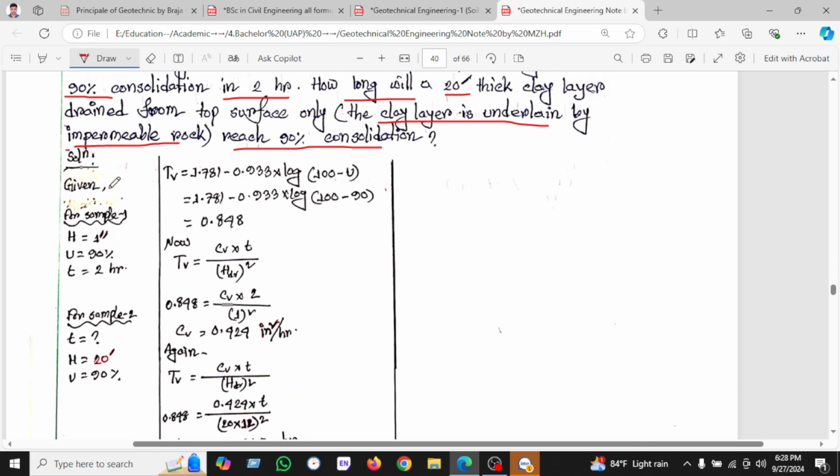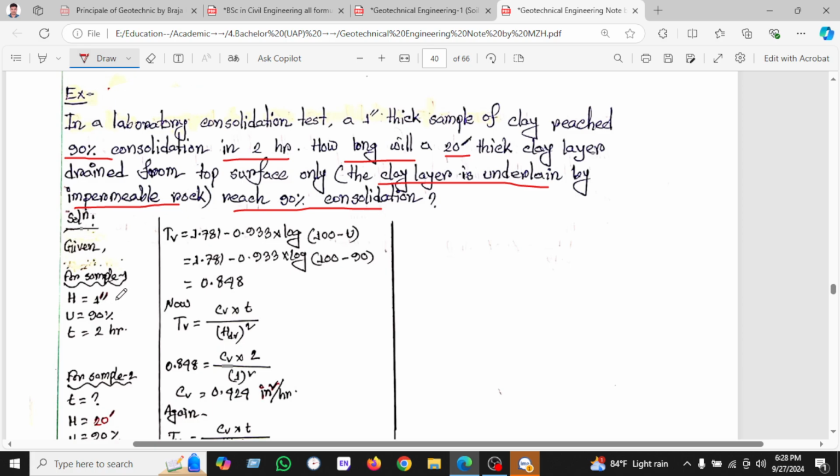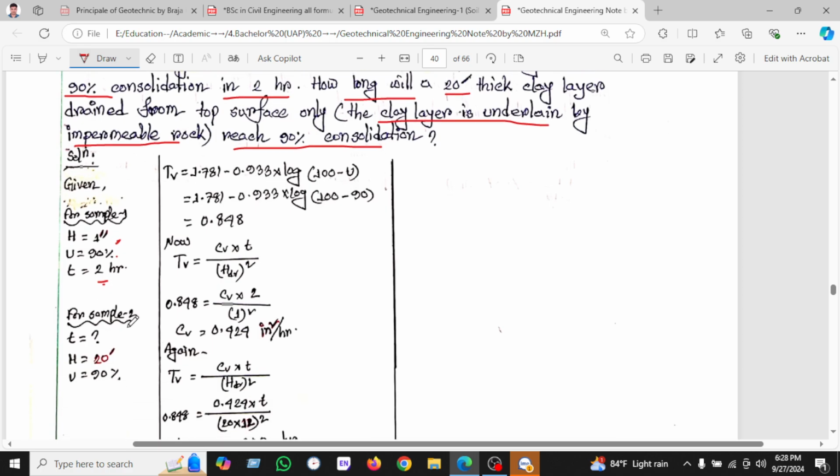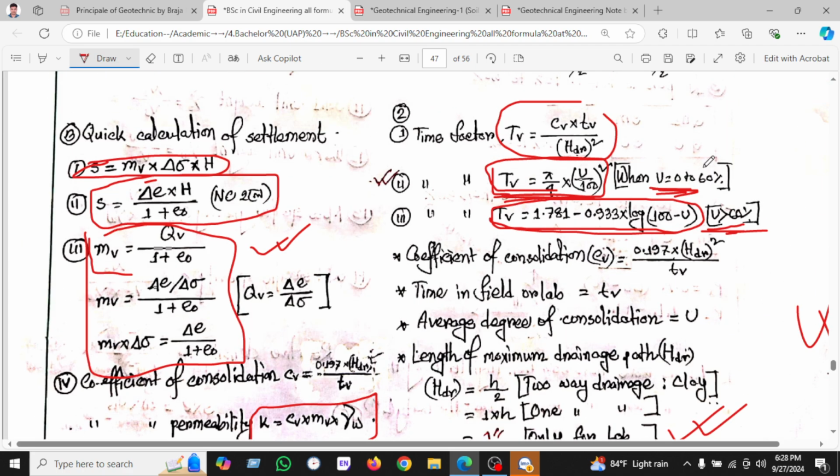Okay, so the given data for sample 1 is thickness 1 inch, degree of consolidation 90%, and t equal to 2 hours. For sample 2, we have to calculate t, and H is equal to 20 feet, and the degree of consolidation is also 90%. Since it is 90%, we will use this time factor formula. Otherwise, if we see 60%, then we will use the other formula above.